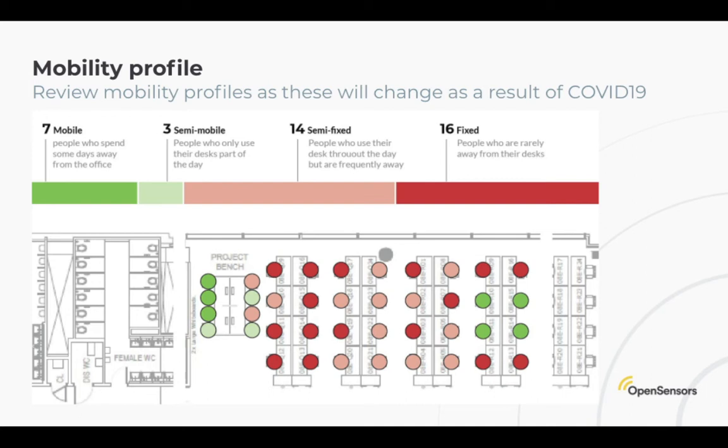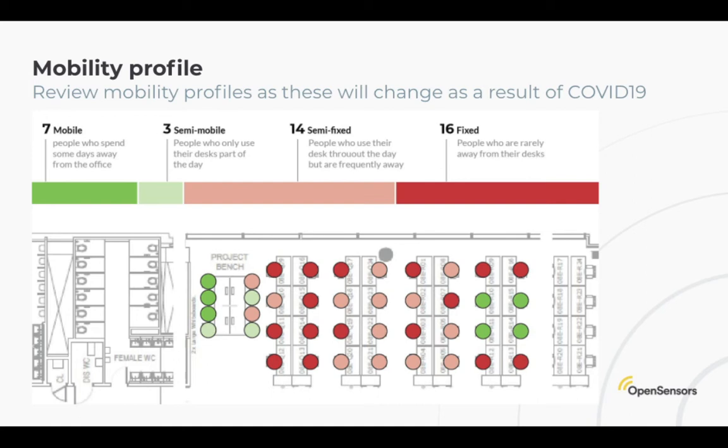For semi-mobile, what we tag these as is when people come in, but they're using their desk for parts of their day. They spend significant parts of their day away, whether it's in other zones or even outside the office. Fixed are, again, the typical very desk-bound worker. And if you have a high number of fixed versus mobile, you need to reconfigure your person-to-desk ratio based on these mobility profiles.